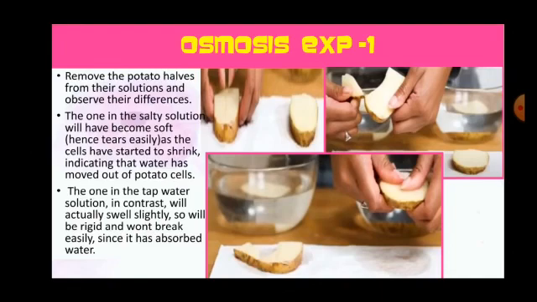And the other slice that was in the tap water, in contrast, will swell a little, and when you try to break it, it will feel a little rigid, and it will not break as easily or feel as soft, because it has absorbed water, because water in this case is acting as a hypotonic solution, and the cells have swollen, so it has become a little stiff. So that was experiment number 1 for you to perform.